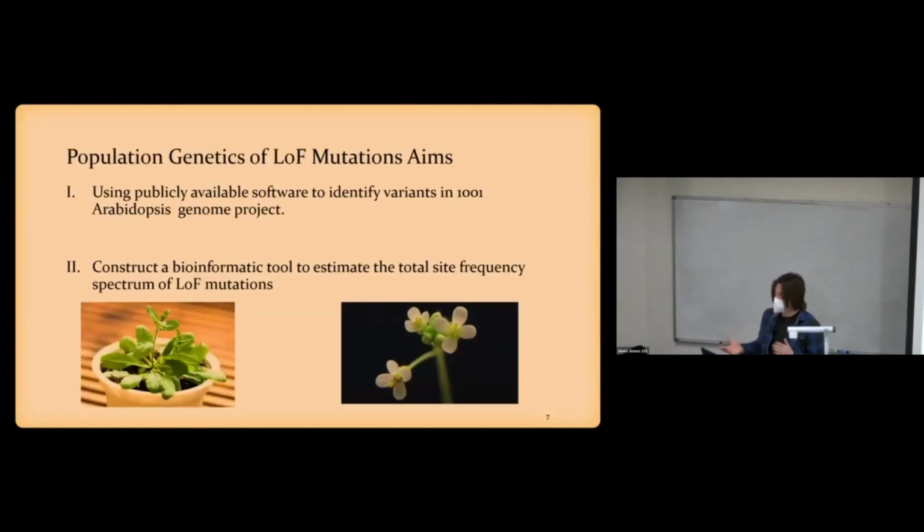So our project has a couple of aims. First, I'll talk about them overall, and then I'll dive into them more specifically. But first, we want to use publicly available software to identify variants in the 1001 Arabidopsis Genome Project. And then after that, we can begin to construct a bioinformatic tool to estimate the total site frequency spectrum of loss of function mutations.